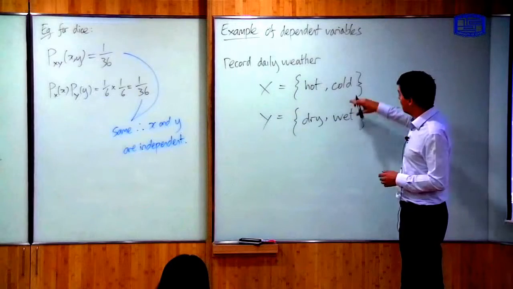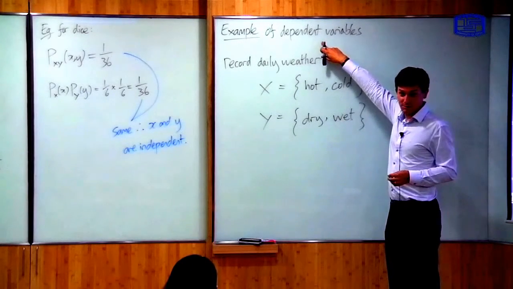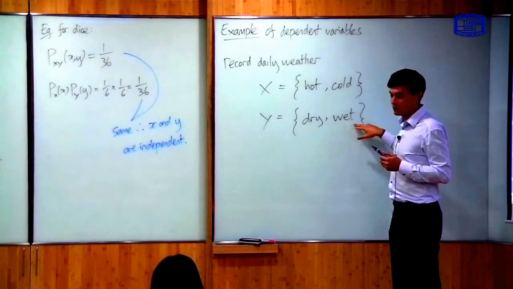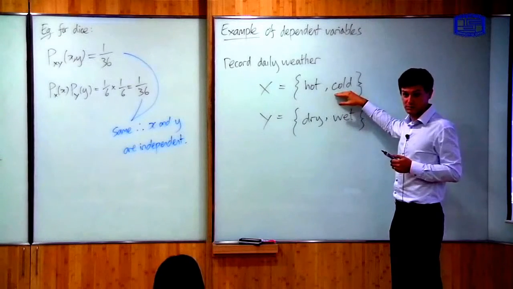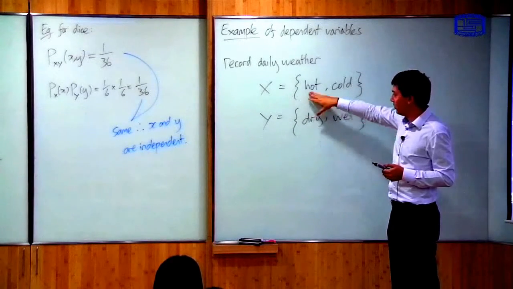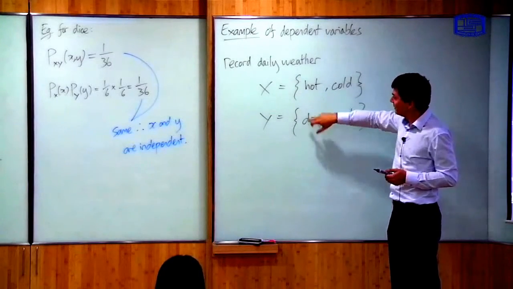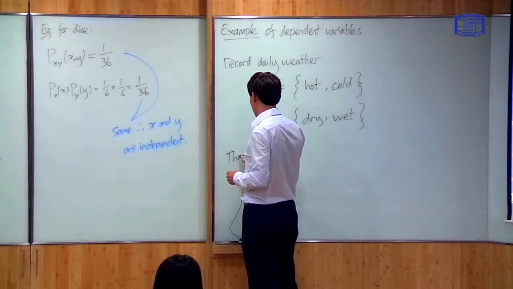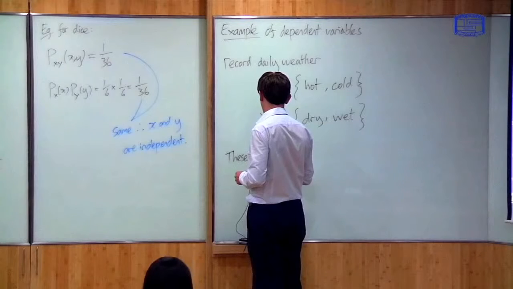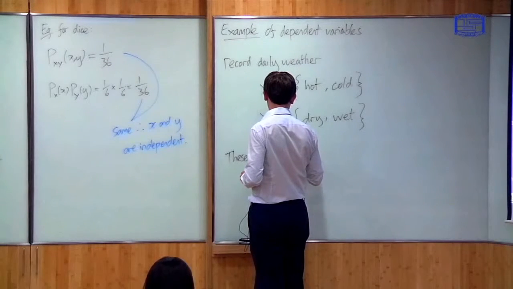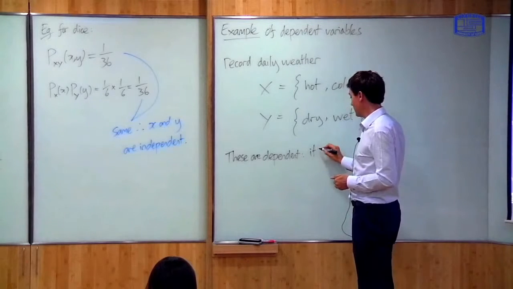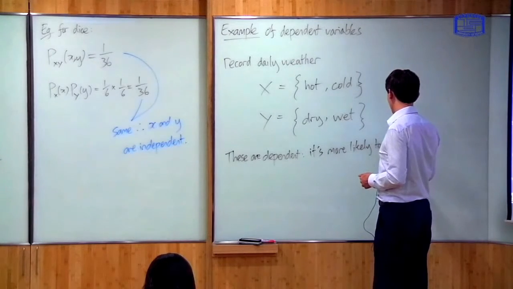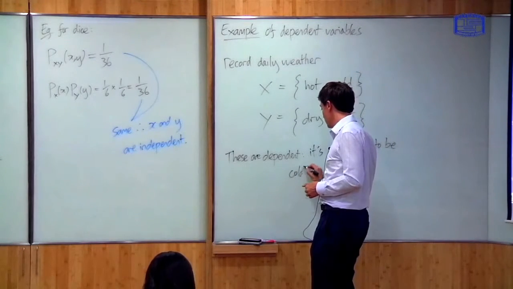Now in this case, these two variables are dependent, because if the weather is wet, in other words it's raining, it's more likely to be cold. And if the weather is dry and sunny, it's more likely to be hot. So the value of y has an effect on the value of x. So these are dependent variables. It's more likely to be cold if it's wet.